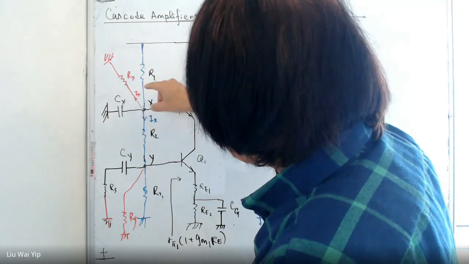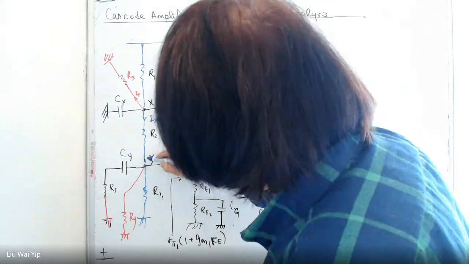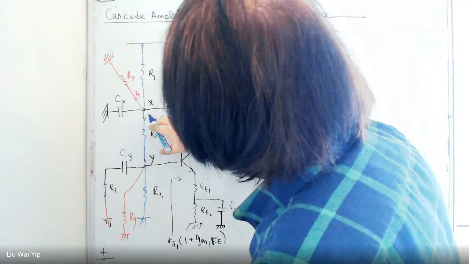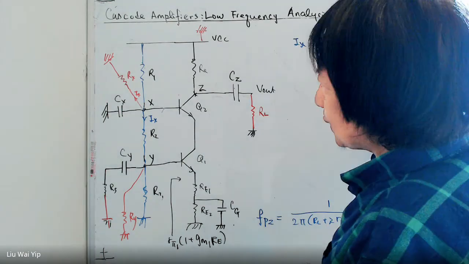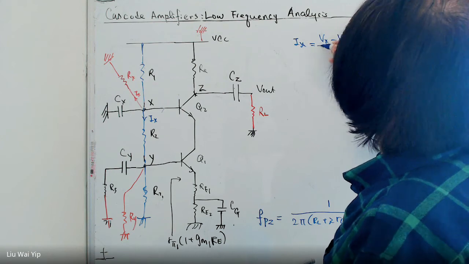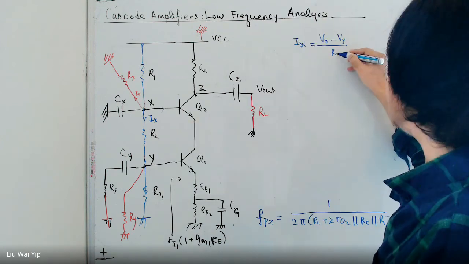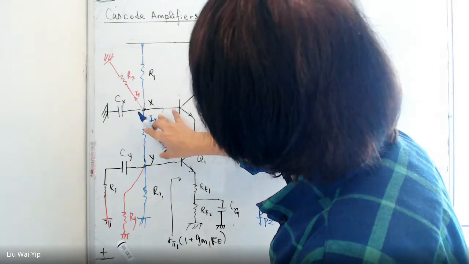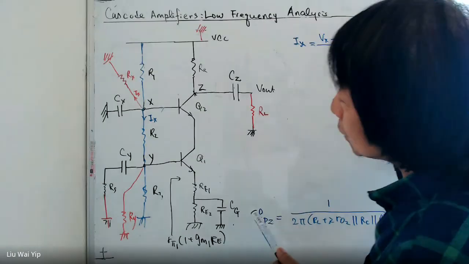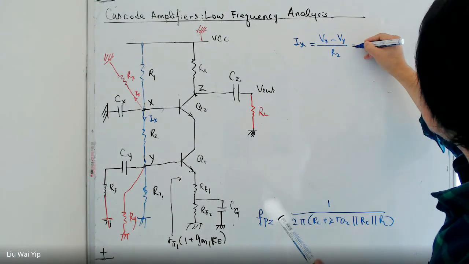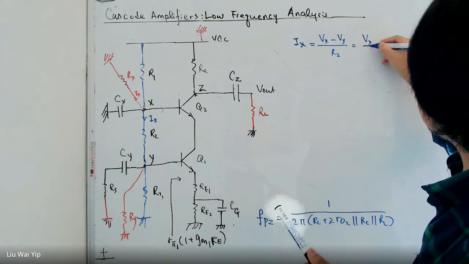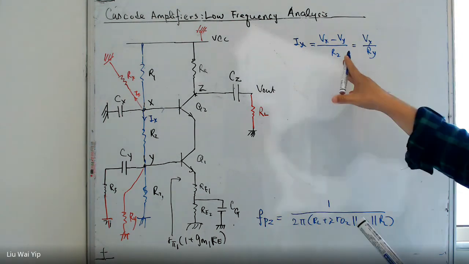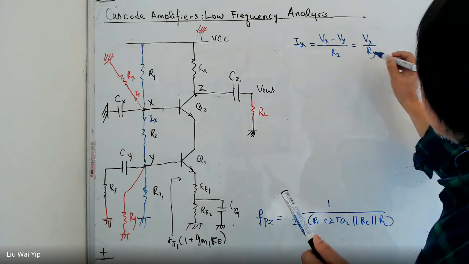So now, according to here, Ix is equal to Vx minus Vy divided by the resistance here, R2. And this one is going to be replaced with this one, Ry, and this one is going to be Vx divided by Ry. So we have to simplify the circuit.